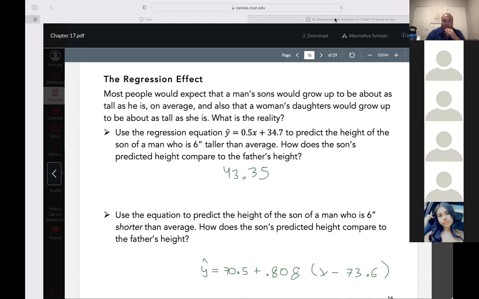So what is the regression effect? Many people would expect that a man's sons would grow up to be about as tall as he is on average, and that a woman's daughters would grow up to be about as tall as she is, again on average. What is the reality? Well, let's take a look. Use the regression equation to predict the height of the son of a man who is 6 inches taller than average. Well, if he's 6 inches taller than average, what is average again for men, according to the formulas above?